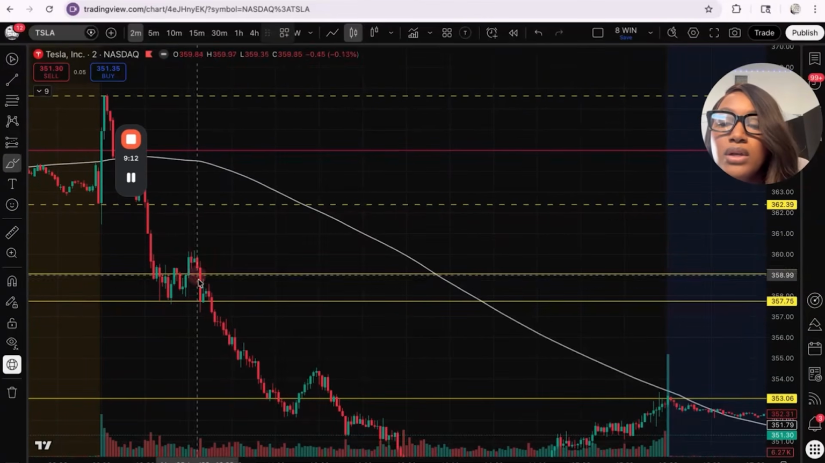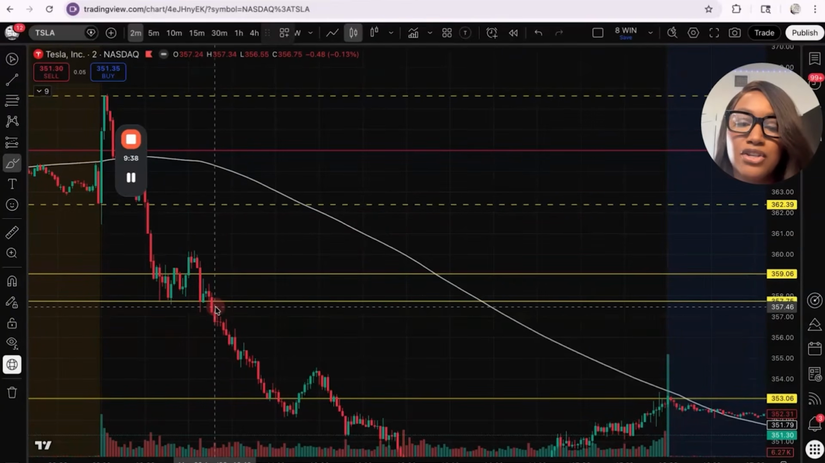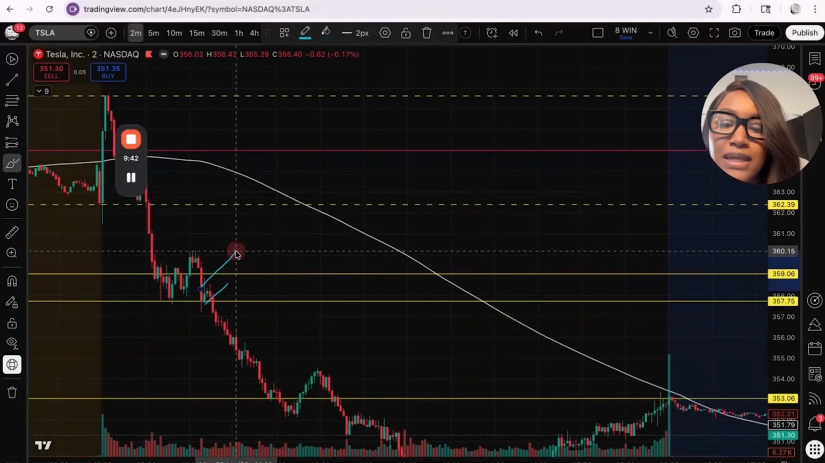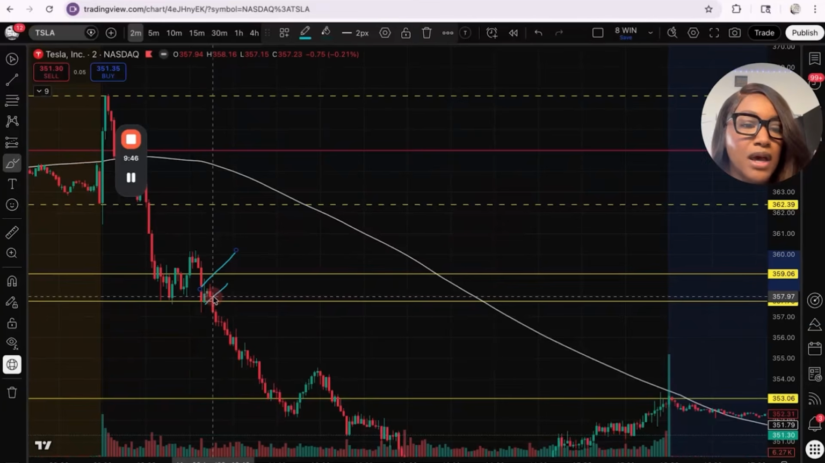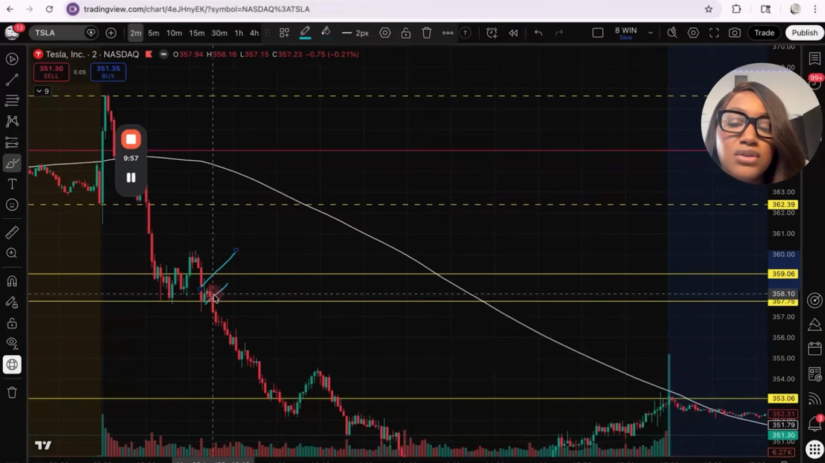So what we're looking for is going to be our entry point, okay? All right, so with our entry point, what we're looking for is a flag. So we get a flag that's forming right here. And what we want to see is a break and a hold below that flag. One of the other things you need to know with me, I do not want you to get into a trade unless you have a stop loss, okay? And a stop loss here is simply on the opposite side of the flag. And the stop loss simply is our level to let us know to get out of this trade.